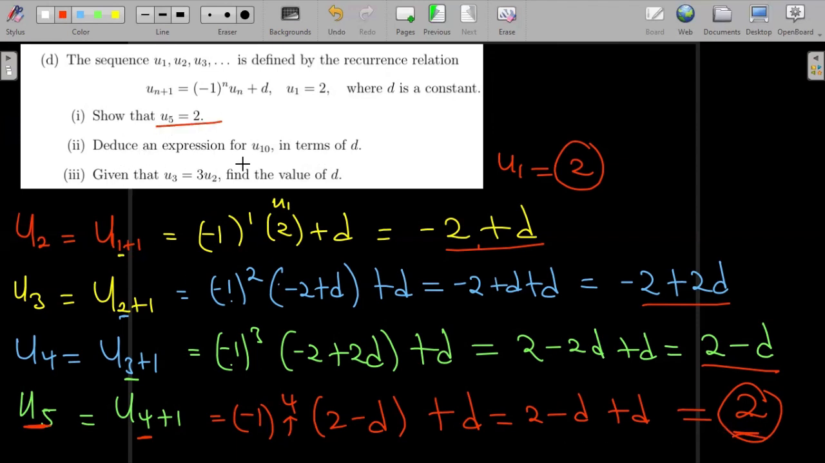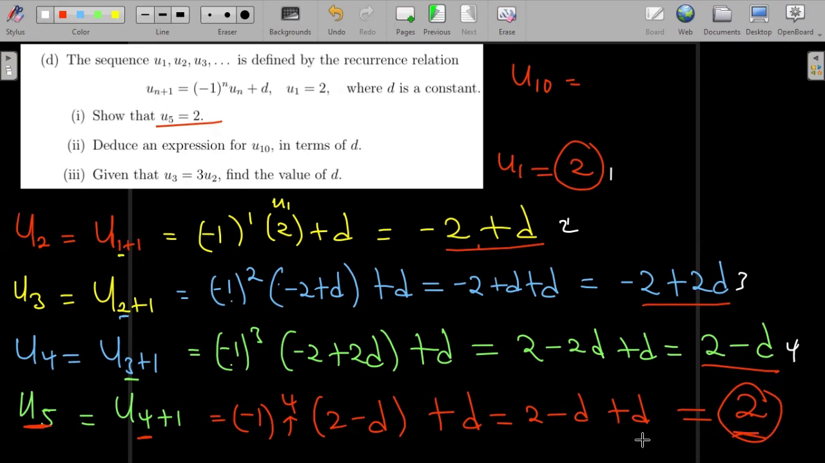And then deduce an expression for U10. So for U10, you don't even have to solve. We have observed that the terms begin to repeat or reoccur every after 4 steps. So this was my step 1, step 2, step 3, step 4. After these 4 steps, it begins again at 2.